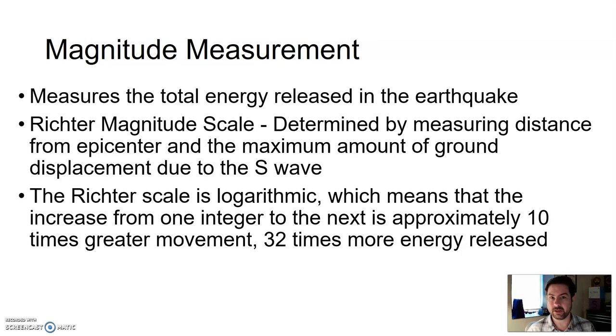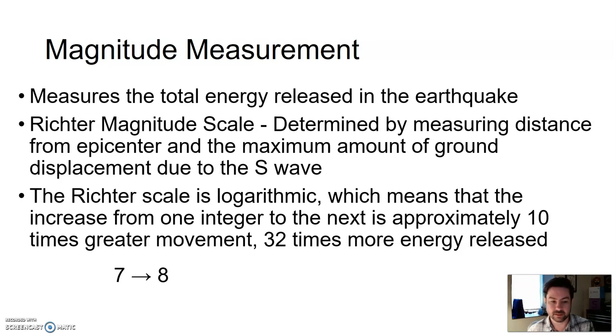The Richter scale is logarithmic. Hold on, it's going to get a little mathy. Which means the increase from one integer to the next is approximately a measurement of 10 times greater ground movement and 32 times more energy released. So let me give you an example. This is what they usually say on the news: a Richter magnitude 5.0 earthquake shook San Francisco today. So this is that Richter magnitude scale.